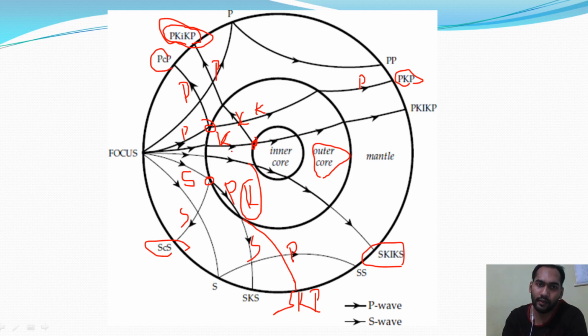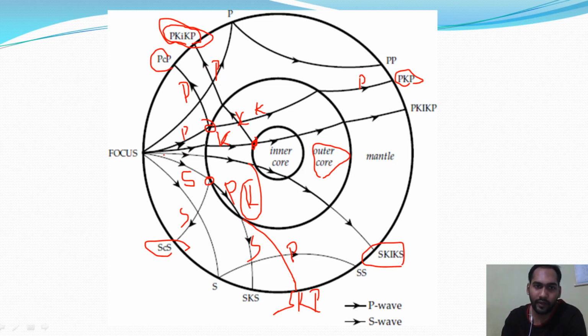P in the mantle means P, P in the outer core means K, reflected from the outer core, inner core boundary, that is small i, then traveled in the outer core as a P wave, so it is named K, then in the mantle, so it is named P, right?